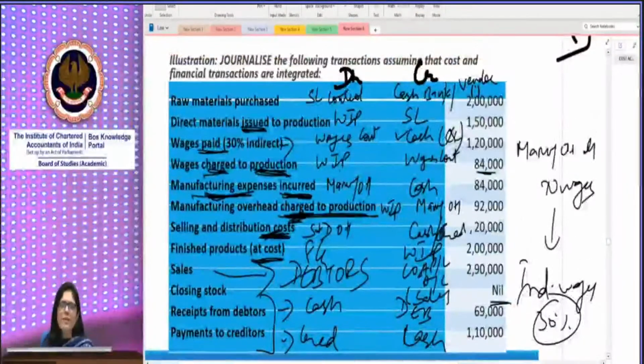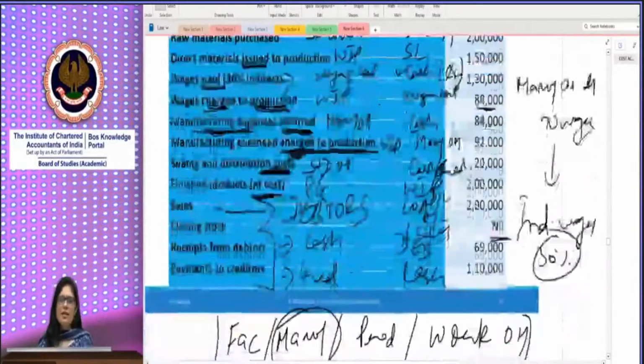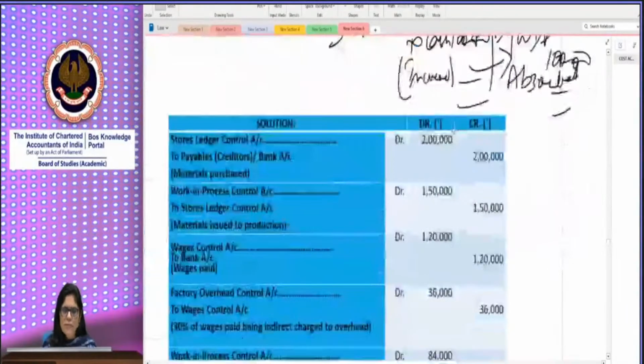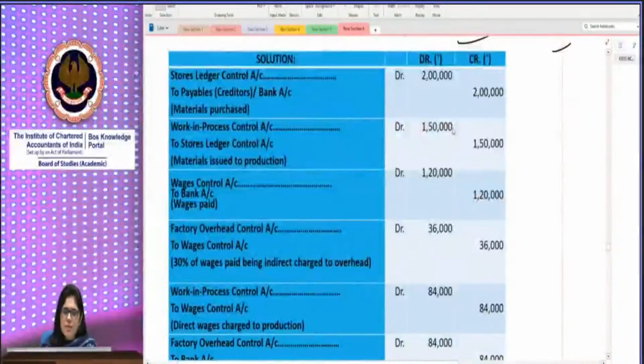So again, you have to understand non-integrated. It's very easy to understand integrated once you understand non-integrated. So in integrated, we use cash, bank, debtor, creditor, vendor, suppliers. All right. So I hope you've understood integrated. Let me show you the solution in a proper way. So these are the entries.